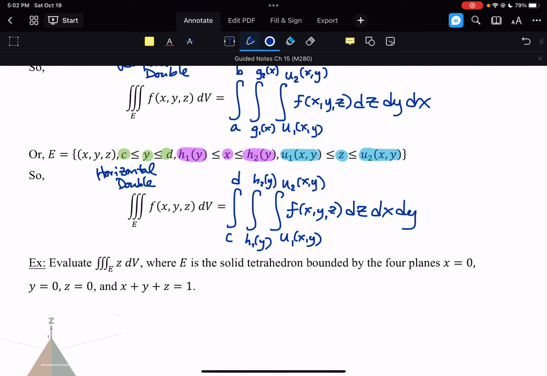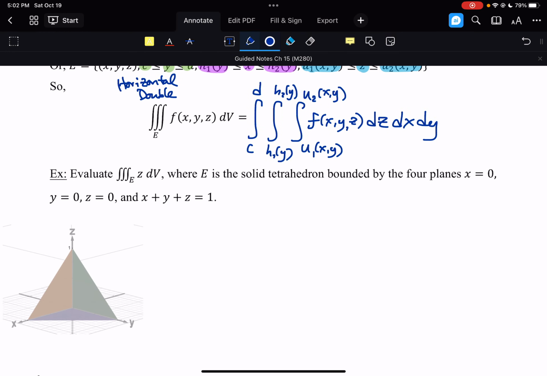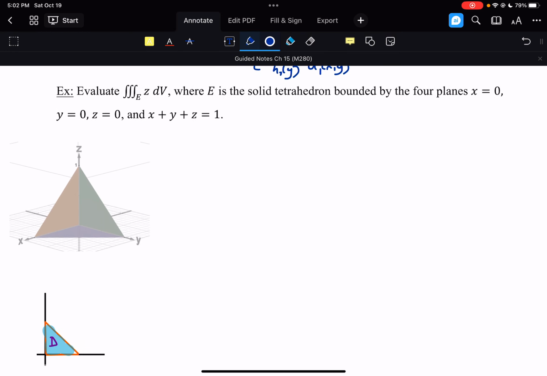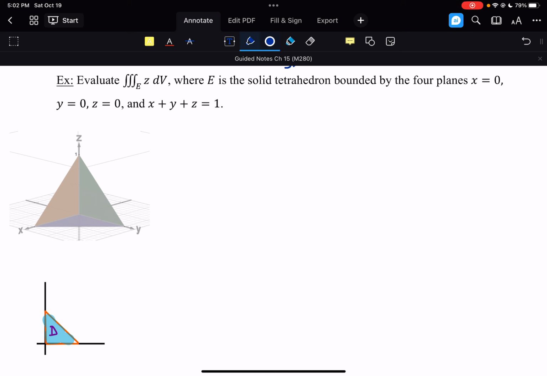So let's try an example. As you can see here, I've got some diagrams for us. Evaluate the triple integral over E of z dv, where E is the solid tetrahedron bounded by the four planes x equals 0, y equals 0, z equals 0, and x plus y plus z equals 1. So this is our solid E. And I know it's a little faint, but you can kind of see I've got different colored planes back there hiding behind the top plane.